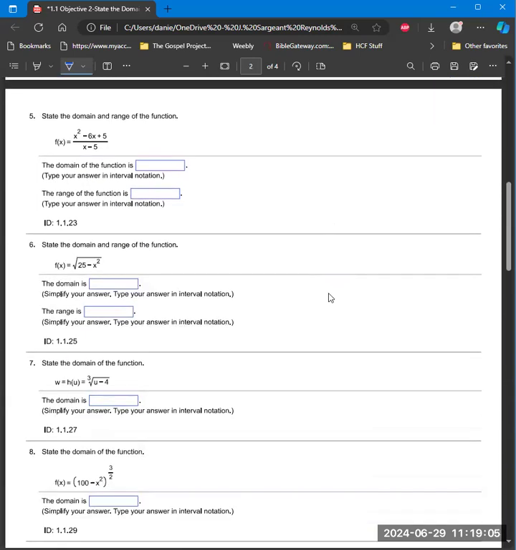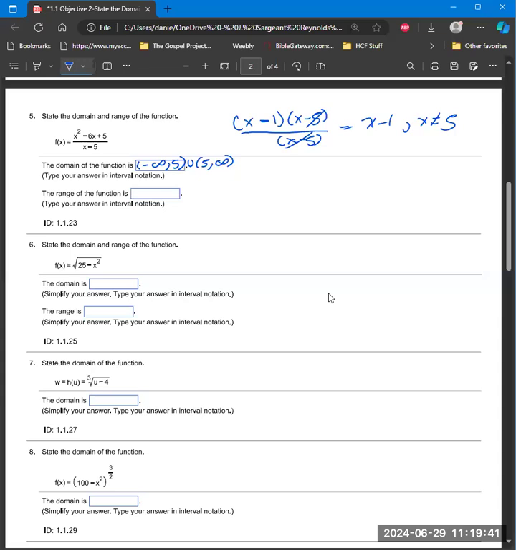Let's state the domain and range of this function, and we're going to factor, if we can. So this is going to be x minus 1, x minus 5, over x minus 5. So this equals x minus 1 everywhere other than where x is equal to 5, since it's not allowed to be equal to 5. So our domain is going to be negative infinity to 5, union 5 to infinity.